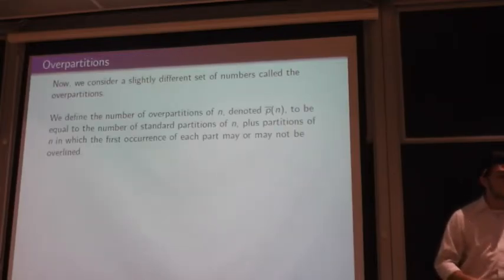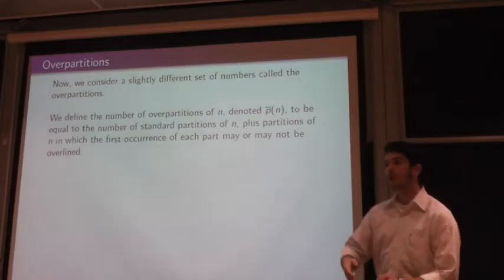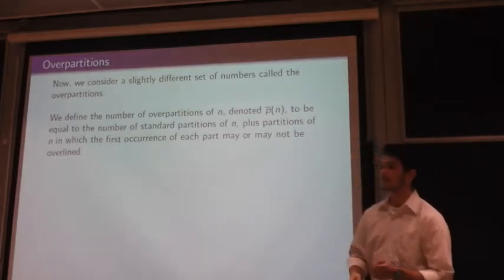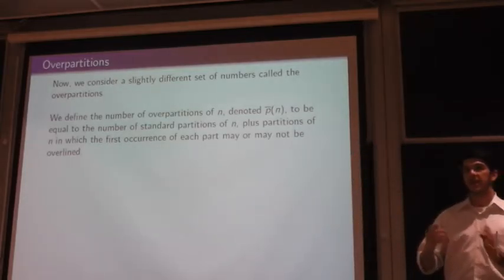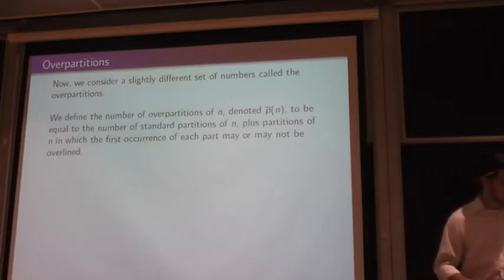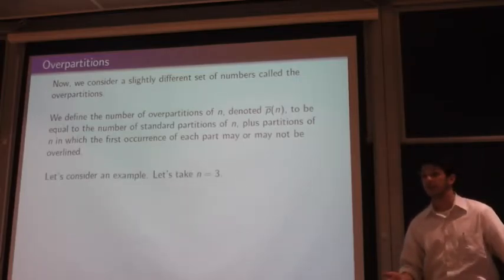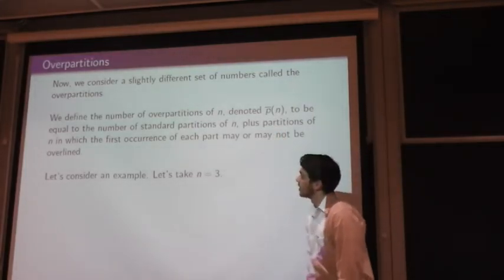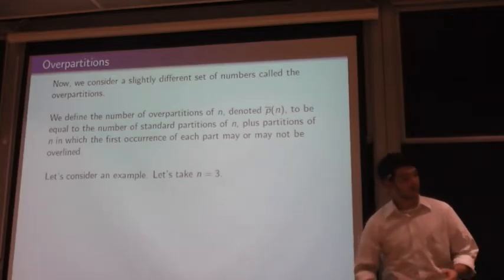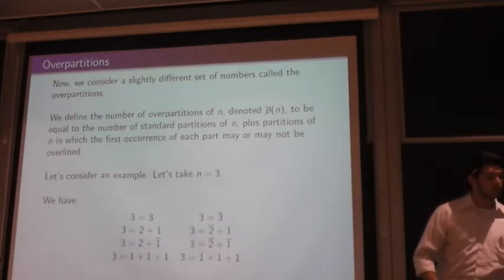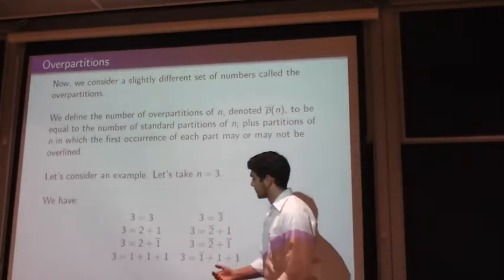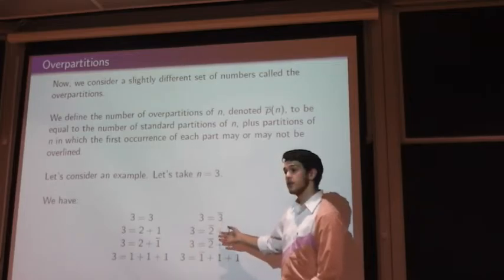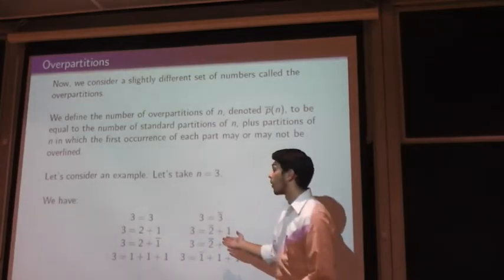So what overpartitions are is basically the set of all regular partitions of a number n, but we have the option of overlining the first occurrence of any of the numbers in the partition. So an example is if we take n equal to 3. Notationally, we call p bar of n the number of overpartitions of n. So we have here 3 is equal to 3, and then we also have the option of overlining the first occurrence of that 3. So 3 is equal to 3, and 3 is also equal to 3 bar.